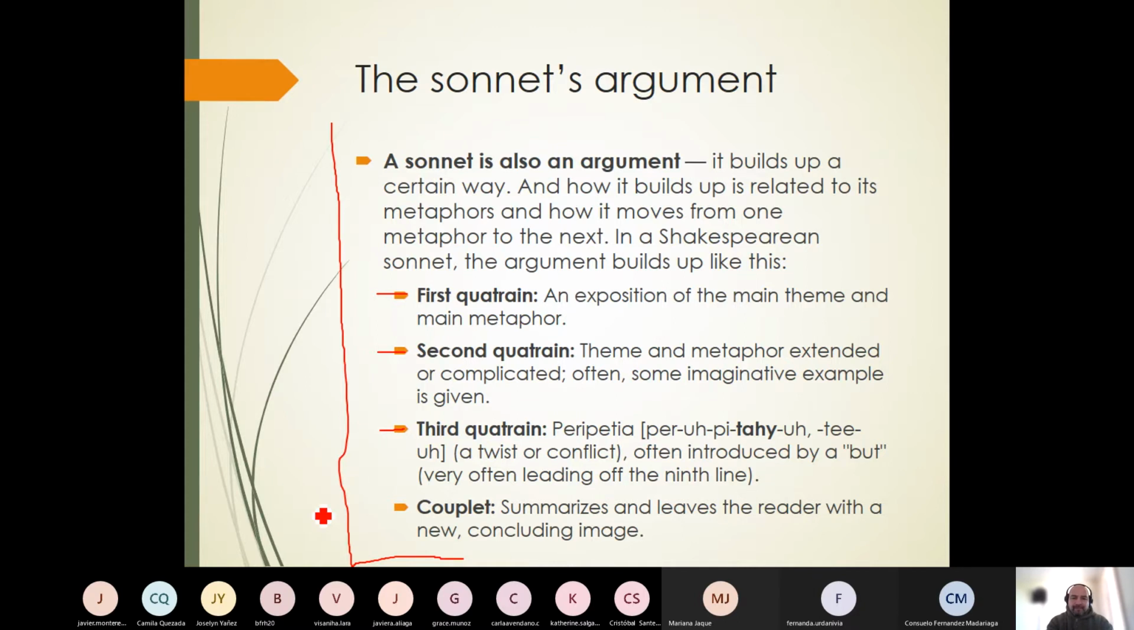And finally, in the last two lines, the poet has this sort of closure, a conclusion of the sonnet. Therefore, we might be convinced or not about the argument that the poet is proposing. Okay, so that's in general how a sonnet looks. This is in general the structure of a poem, right?